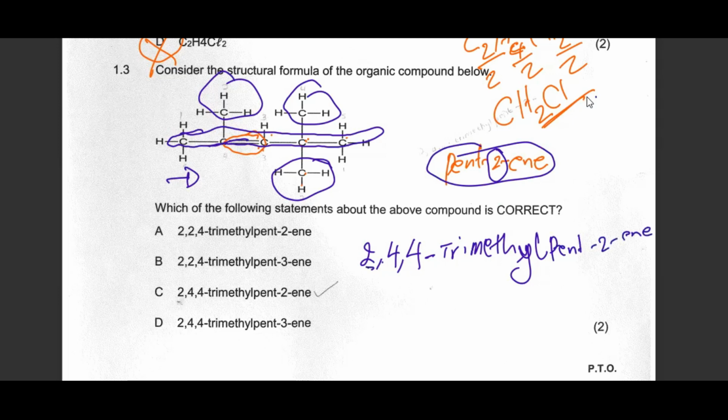Don't forget that a figure and a figure, we separate them by a comma, and a figure and a letter, we separate them by a dash. That's why here it is figure, letter, figure, dash, figure and letter, dash. So that is going to be the answer. Now we come here and find out where the answer is: 2, 4, yes, trimethyl pent-2-ene. So this one becomes the answer.